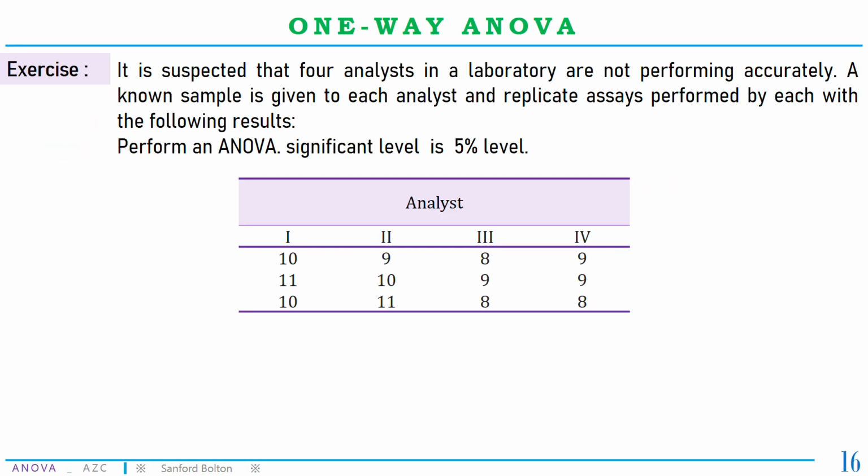Second exercise. It is suspected that analysts in a laboratory are not performing accurately, so a known sample is given to each analyst, and replicate assays performed by each with the following results. Perform an ANOVA. Significance level is 5%. The observation table contains values of 3 observations of each analyst.